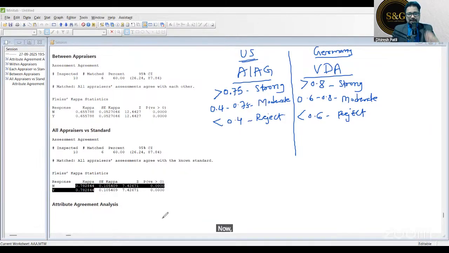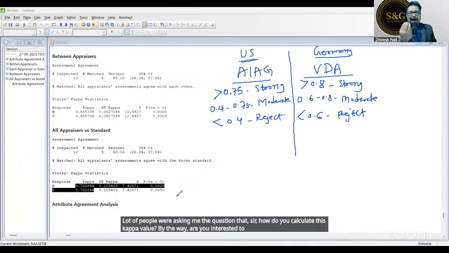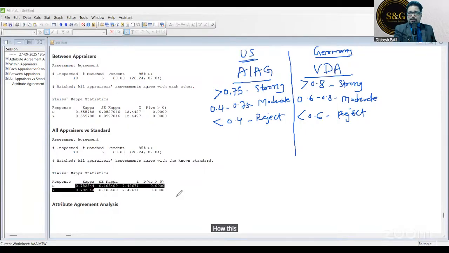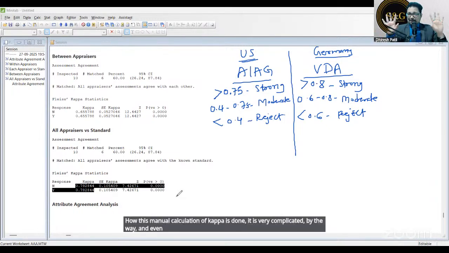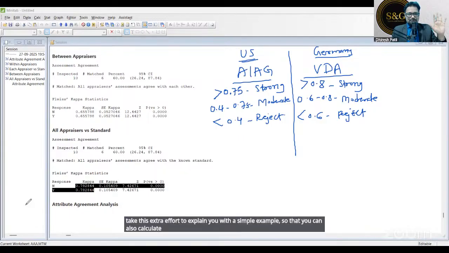Now, next, a lot of people were asking me the question: sir, how do you calculate this kappa value? By the way, are you interested to know how this manual calculation of kappa is done? It is very complicated, and even I don't remember the formula. I'll just copy and paste the formula for you. If yes, then I will take this extra effort to explain with a simple example so that you can also calculate this.